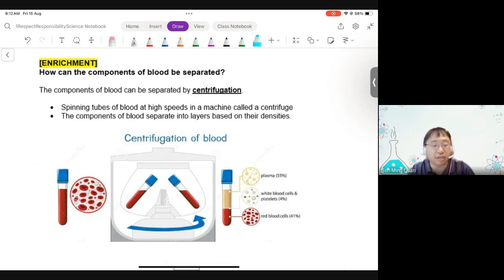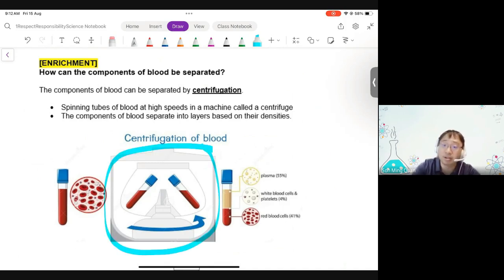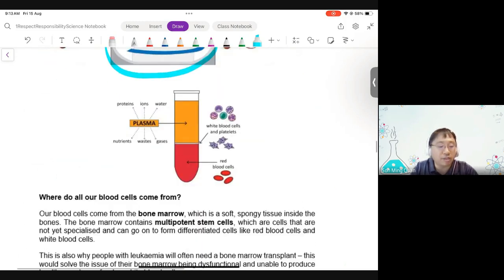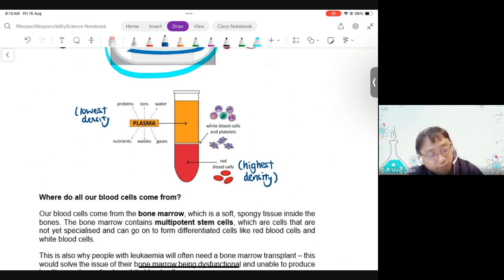Now the machine, the centrifuge, looks like this. This is the centrifuge that I've highlighted in blue over here. So it just spins the test tubes at very high speeds, and then it separates based on densities. So now the results are shown here. Based on this, you can tell the highest density sinks to the bottom. So red blood cells have the highest density, whereas plasma has the lowest density.